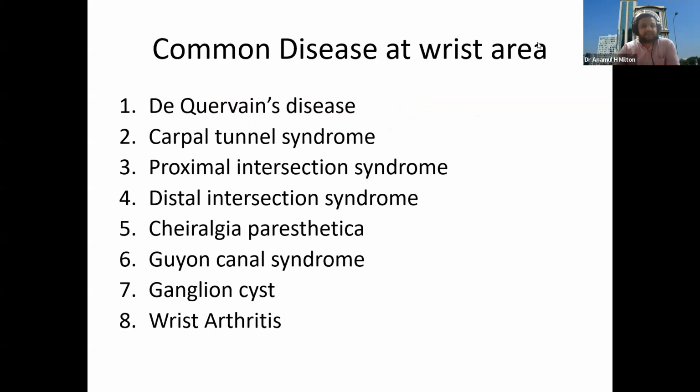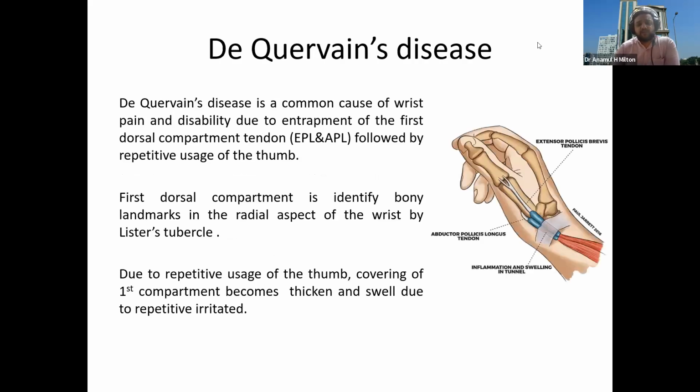Commonly seen here are de Quervain syndrome, carpal tunnel syndrome, proximal and distal intersection syndromes, then cheiralgia paresthetica, Guyon's canal syndrome, ganglion cyst, and wrist arthritis also.